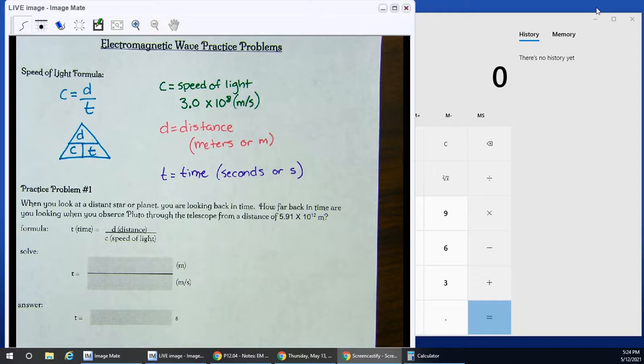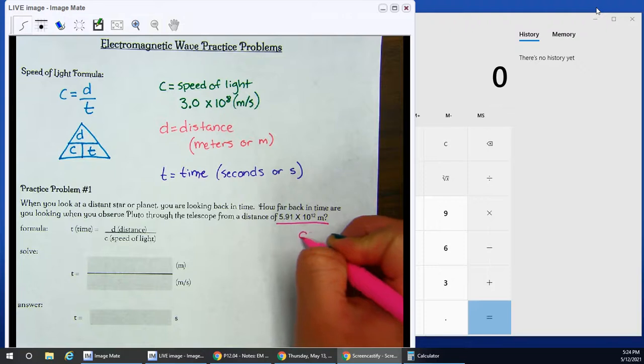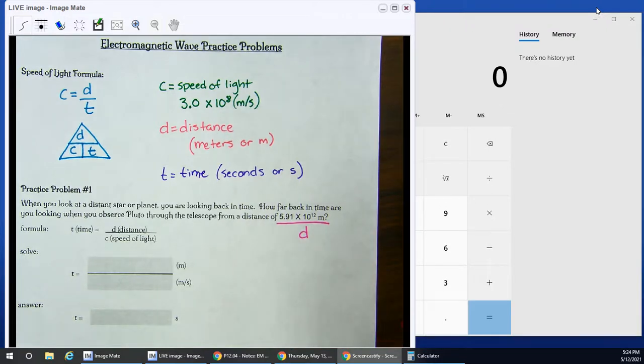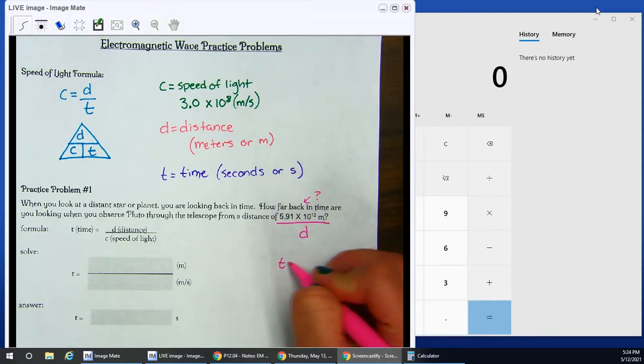So let's go ahead and do our practice problem. When you look at a distant star or planet, you are looking back in time. How far back in time are you looking when you observe Pluto through the telescope from a distance of 5.91 times 10 to the 12th meters? Well, this is going to be our distance because it says distance. We want to know how far back in time, so we're looking for time.